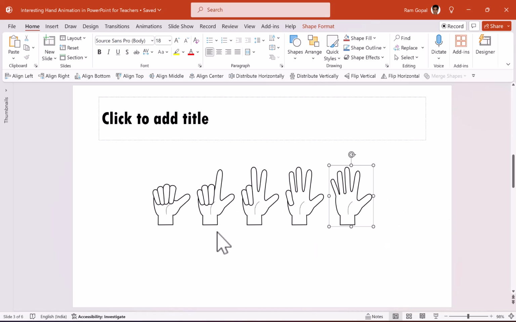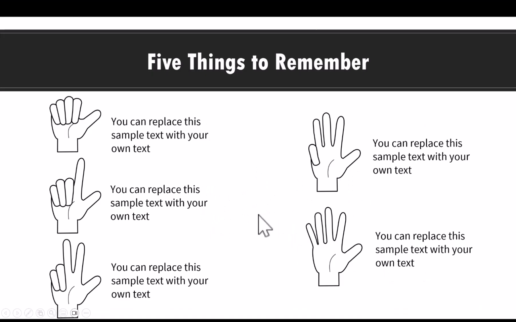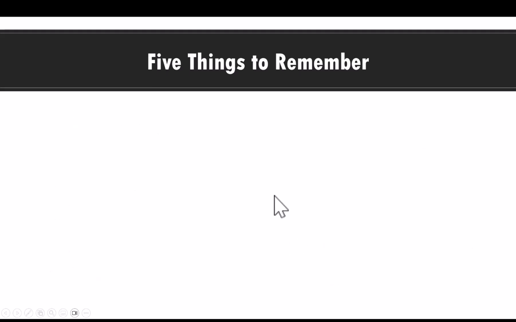Now, how do we incorporate these fingers as part of our PowerPoint slide? One obvious way is to use them as a substitute for numbers like this. While it is a good idea, it is not necessarily the best idea that you can think of for using these images. The reason is, as you can see, there is a lot going on in the slide and it can overwhelm the audience. So a better way of using this is to apply a simple custom animation like this and reveal your points one at a time.